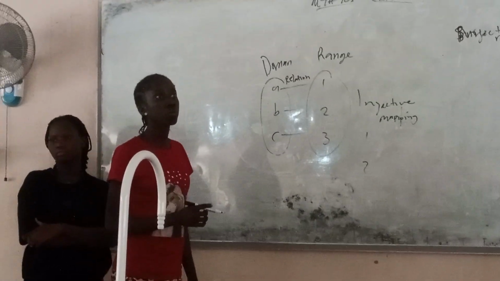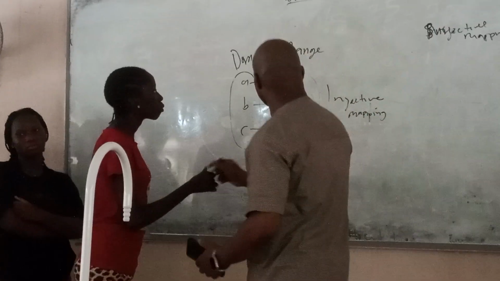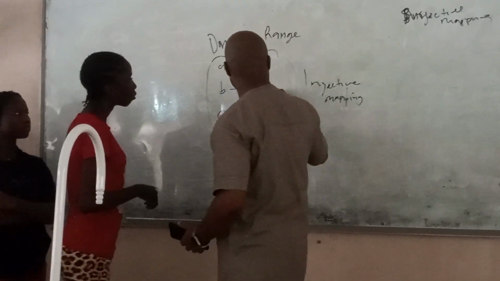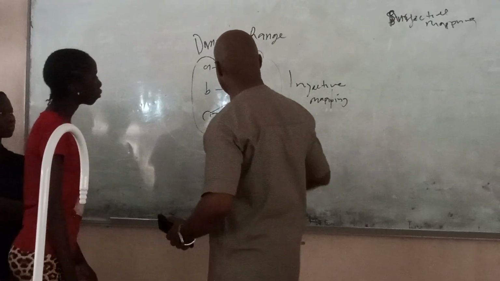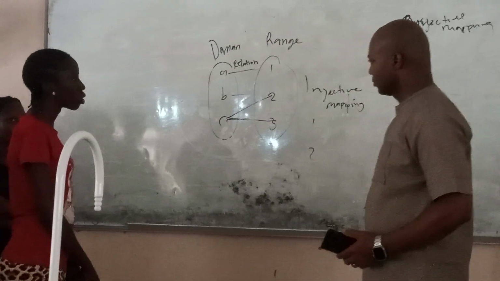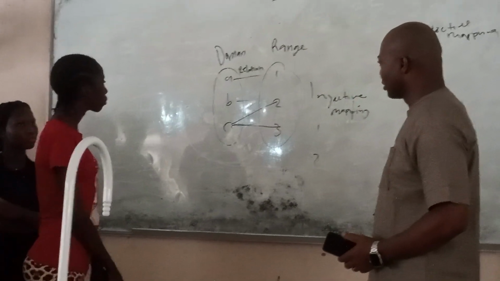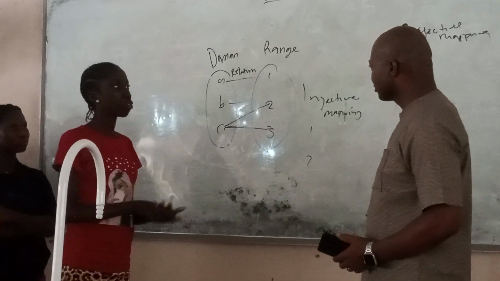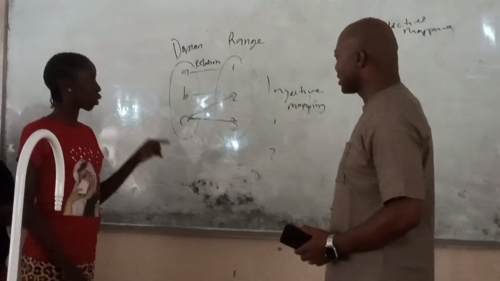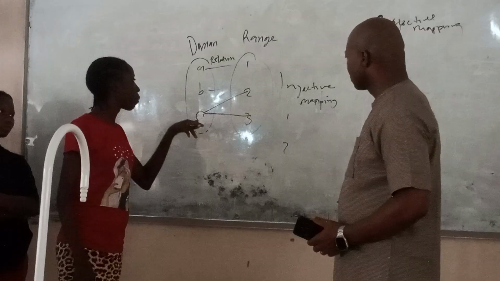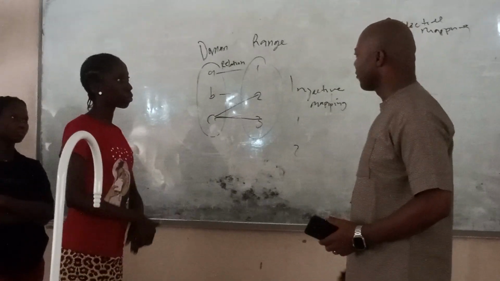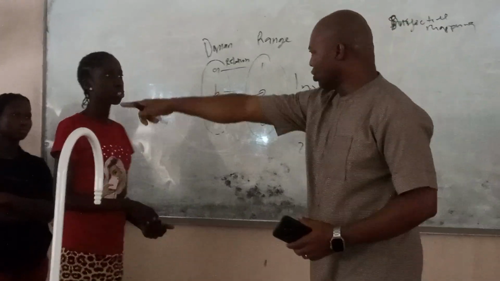This type of relation, is it bijective or surjective? It's not a relation. Okay, it's not a function. Why is it not a function? Because the domain values are mapped out twice. What is the condition for a function? Yes, you. What's the condition for a function? You.